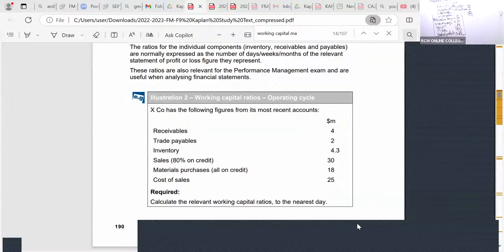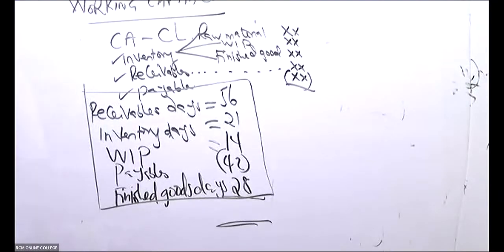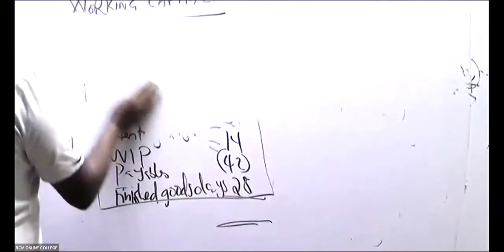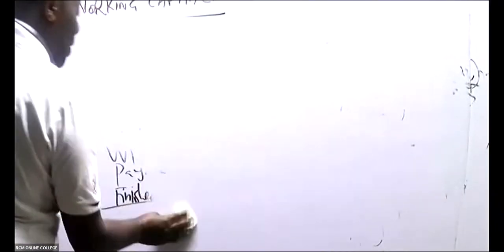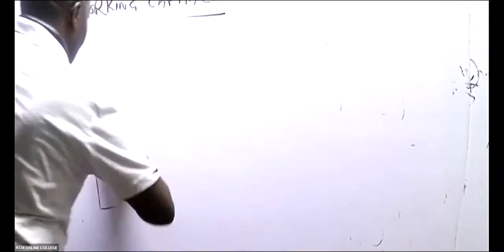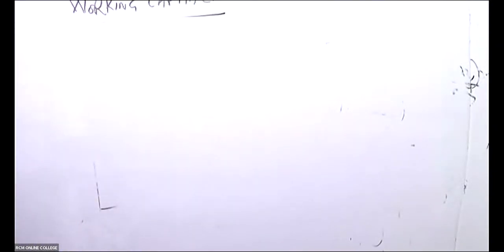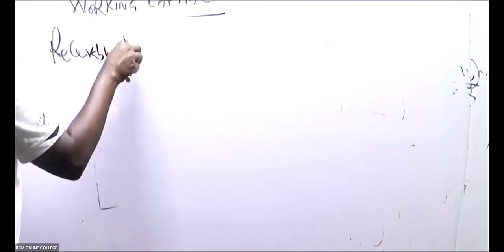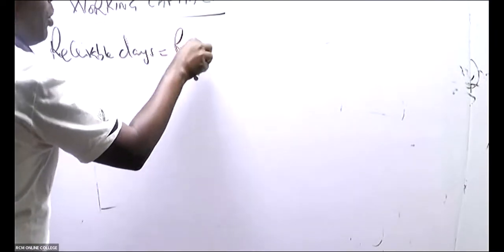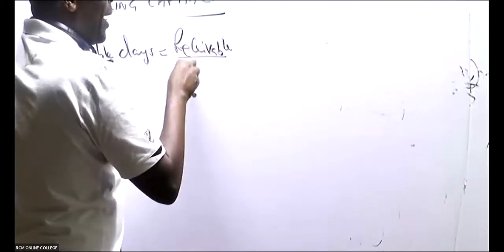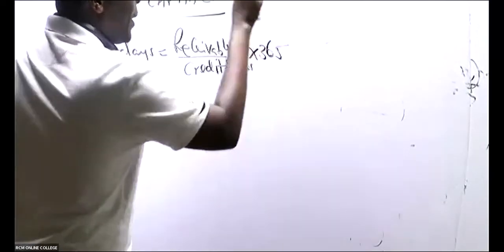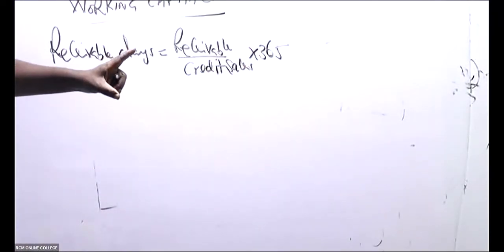So ladies and gentlemen, how do we get receivable days? Is there anybody here who knows the formula for getting receivable days? We normally receive out of selling. So anytime they want us to give them receivable days, we shall take the receivable given, we divide this by credit sales times 365 days. Not unless the examiner tells you 360 days.